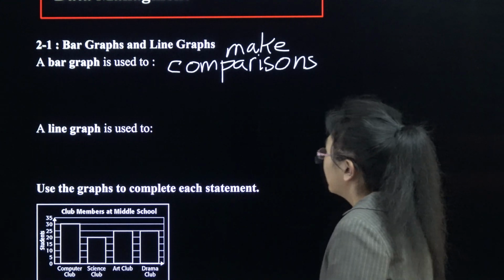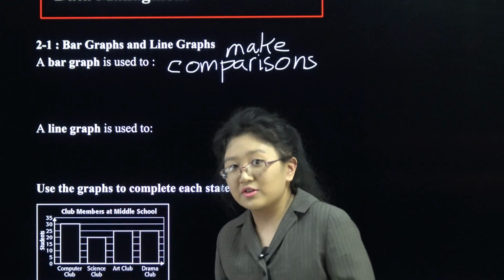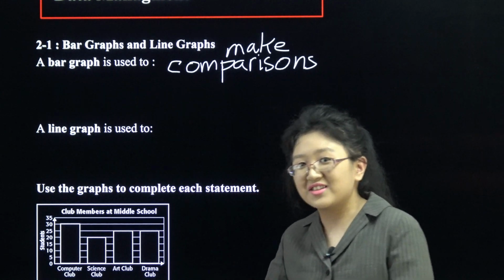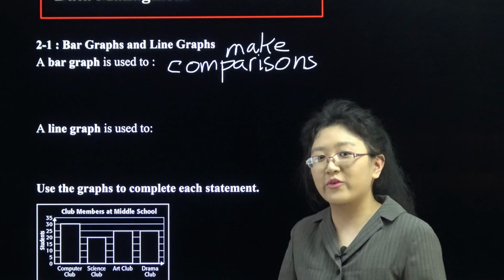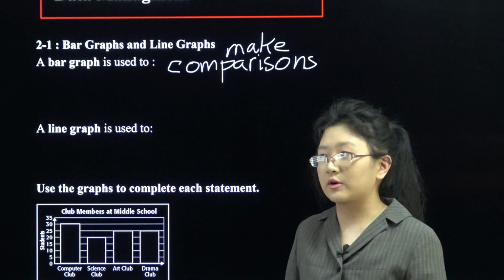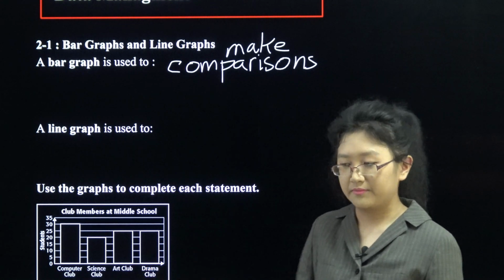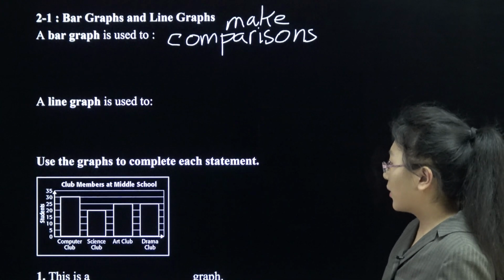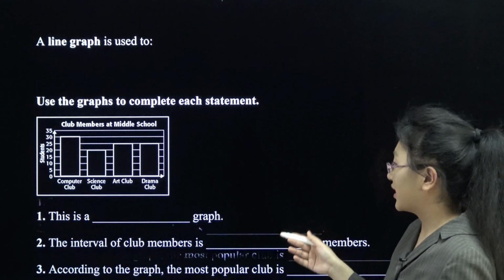Now a line graph is used to show changes in the same data set over a period of time. Say rainfall over a few years. Now we're going to use the graphs below and complete each statement.